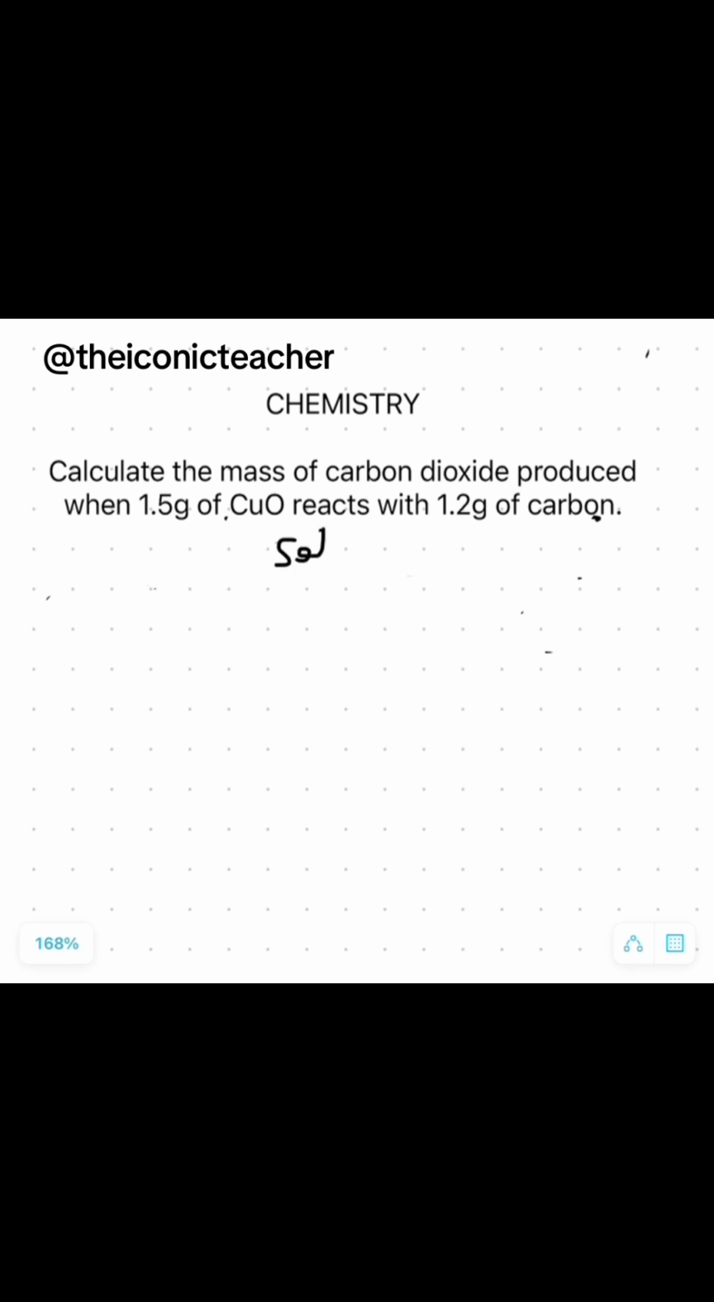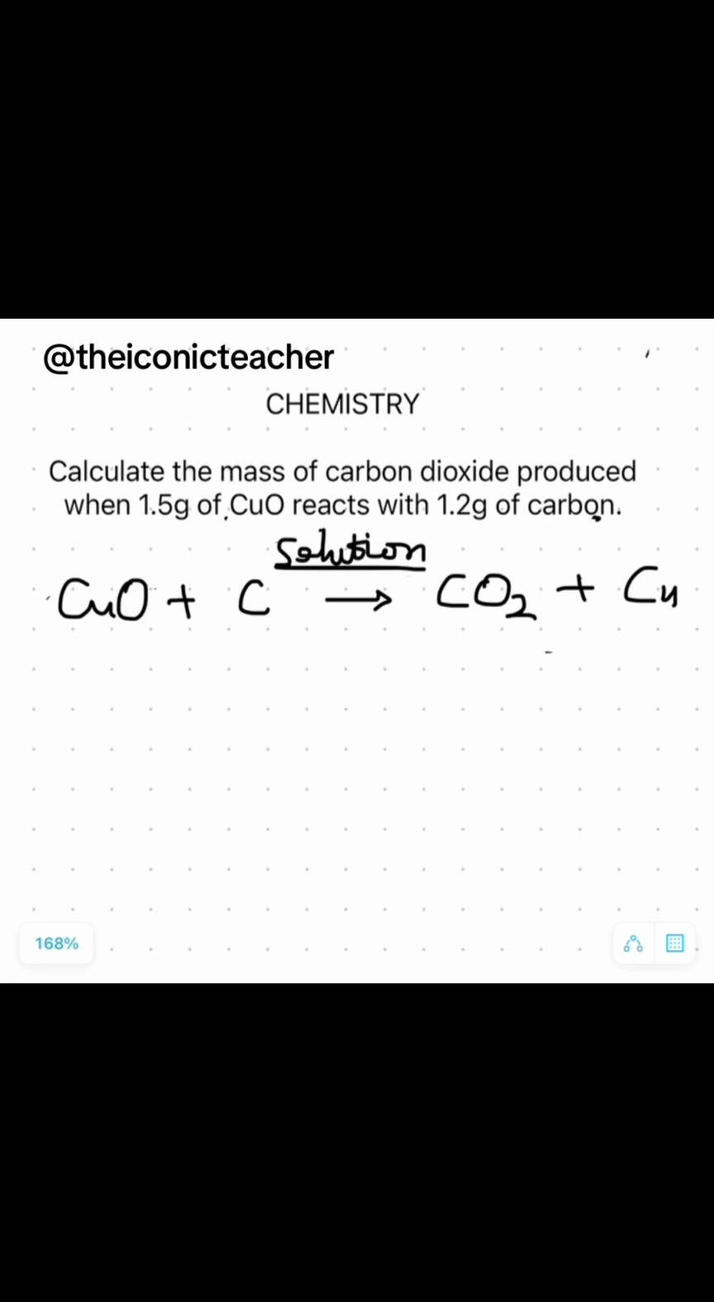Now the first thing we do is to write the balanced equation of this reaction. So writing the balanced equation here, we know that copper oxide reacts with carbon and carbon dioxide is produced, also copper is produced. Now to balance this, we'll put 2 here, balancing the oxygen, then also put 2 here to balance the copper. Then we can put their state symbols. Both of the reactants are solid, one of the products is a gas and one of the products is solid.